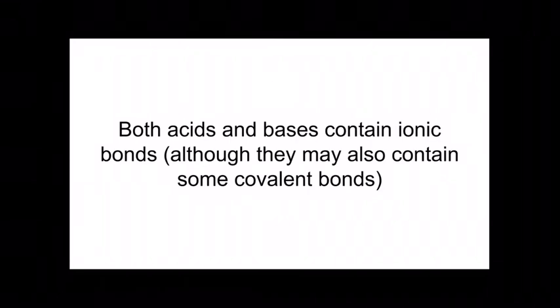Okay, so we talked about what an acid is, which is a hydrogen ion with an anion. We talked about what a base is, which is a hydroxide ion with a cation. So what if we had a molecule that was covalently bonded, so we had a cation and an anion, but neither of them were hydrogen or hydroxide? Then what would we have?